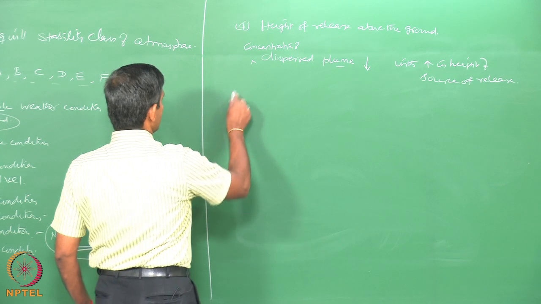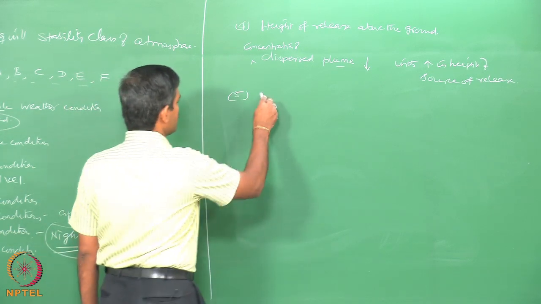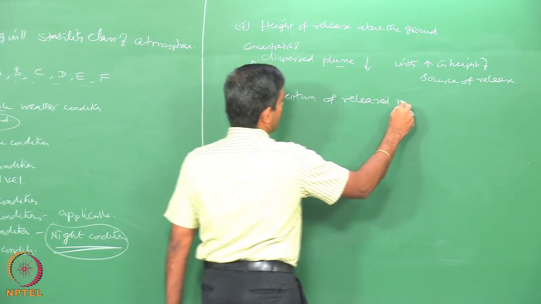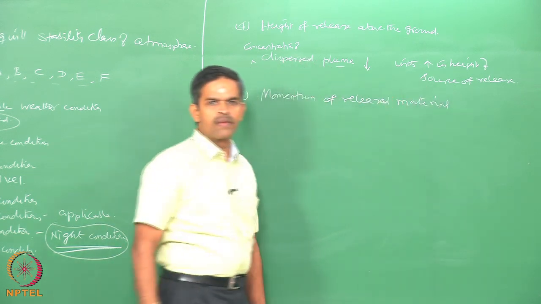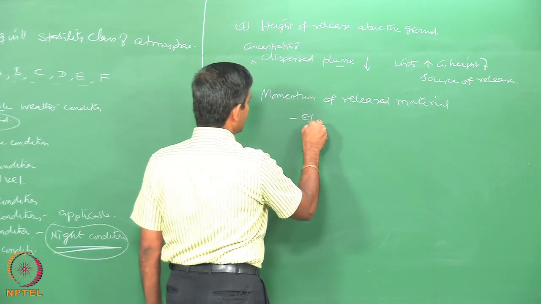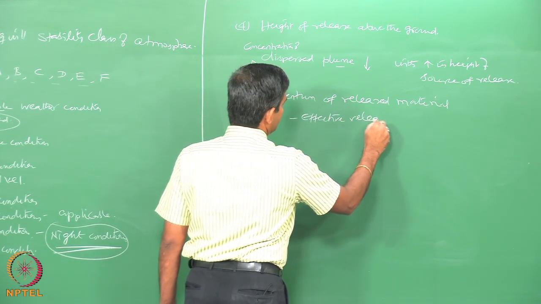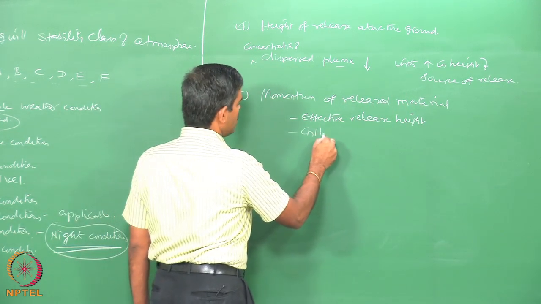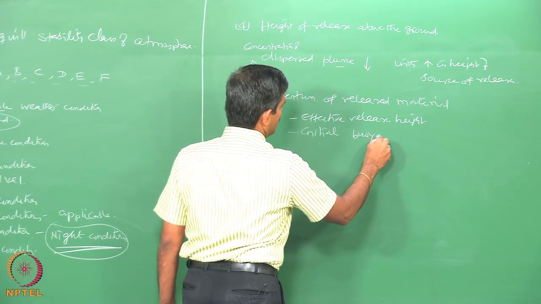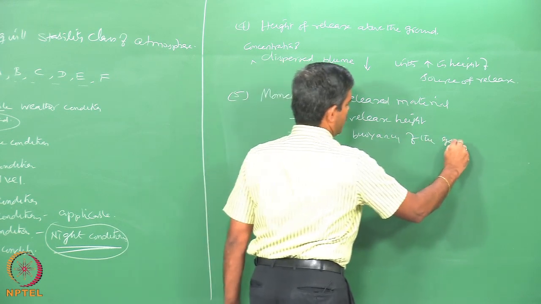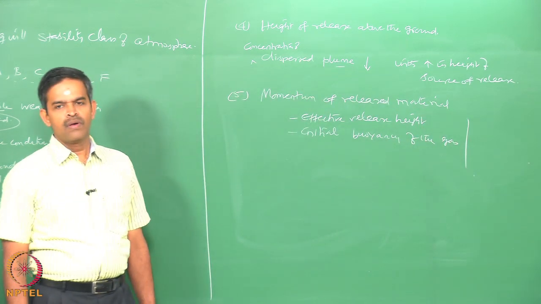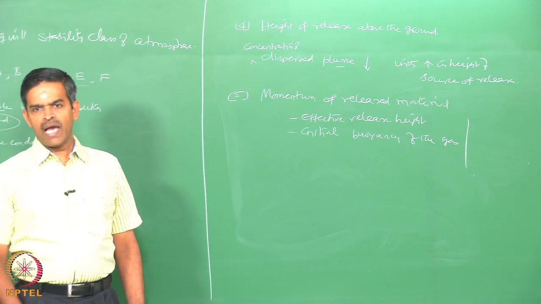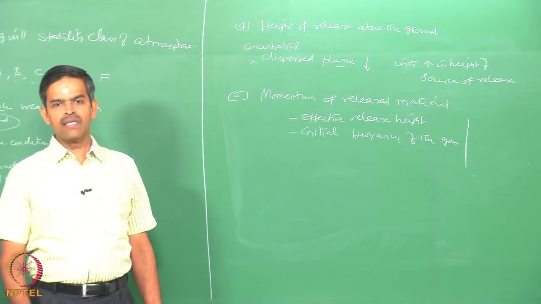The fifth factor what we discussed is the momentum of the released material. It of course depends upon the effective release height, and of course what is the initial buoyancy of the gas which is being released. Say for example, the momentum of a high velocity jet will carry the released material with a velocity higher than the point of release.